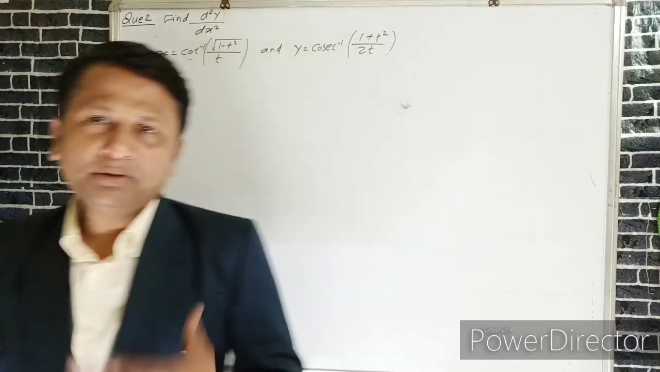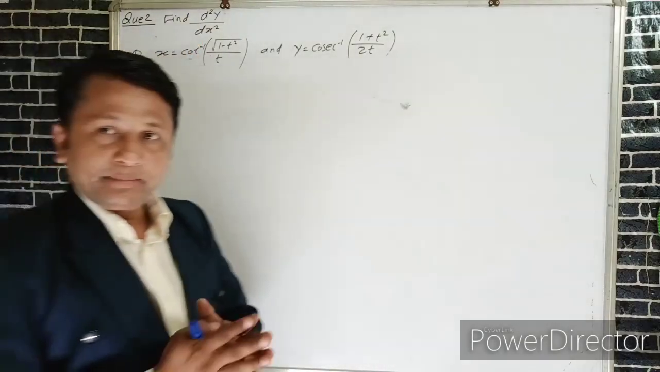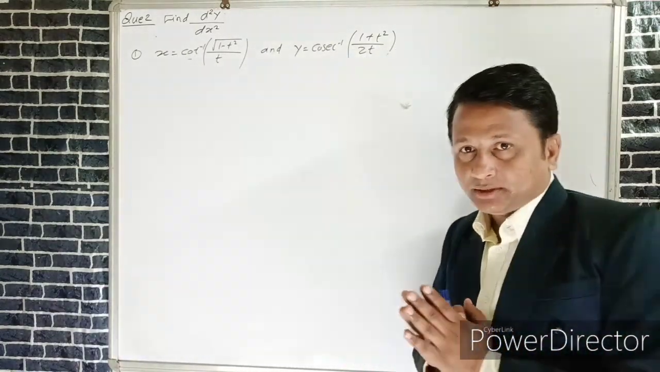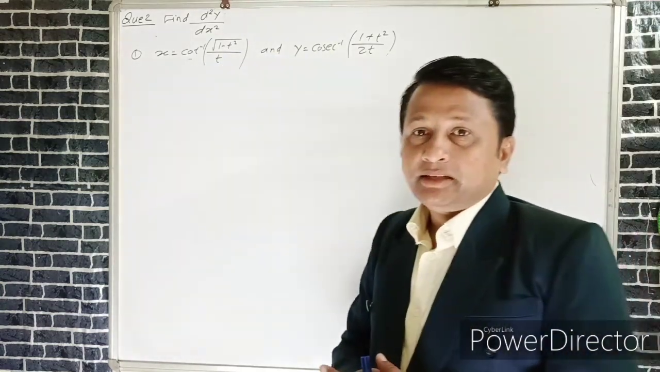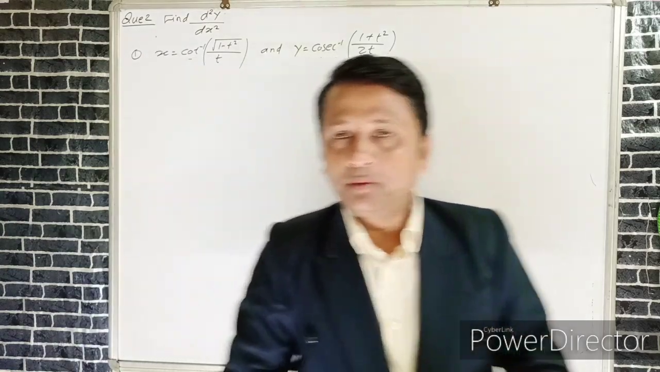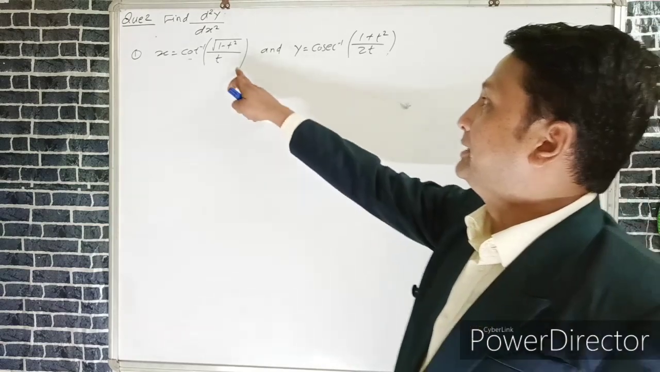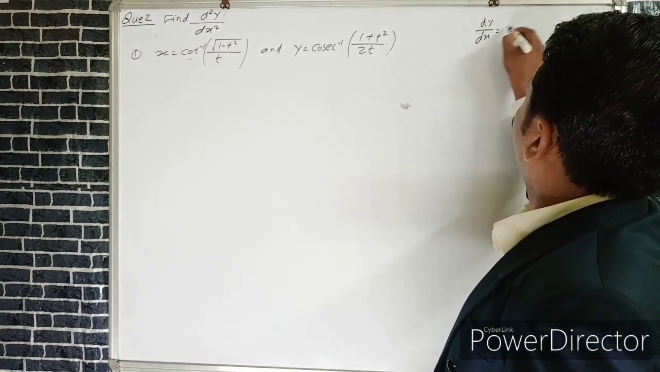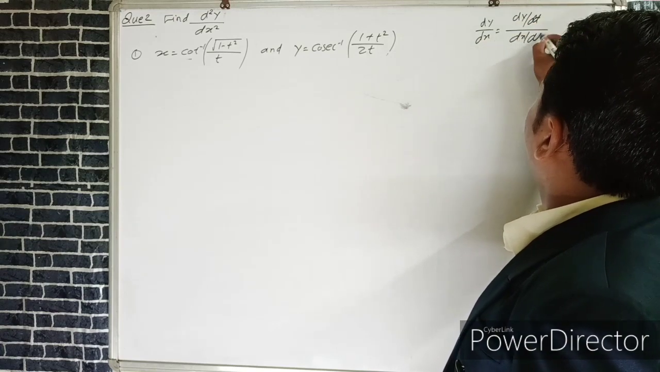So the question number 2, find d2y upon dx square. It means that here again we have to find second order derivative, but this function is in the form of parametric functions, and you know about the definition of parametric function, which is in the form of parameter t: dy upon dx is equals to dy upon dt upon dx upon dt.